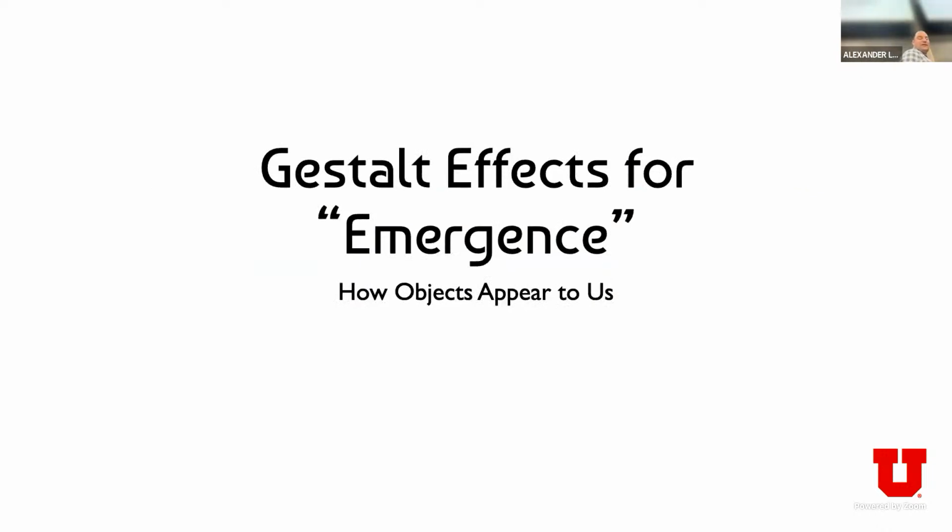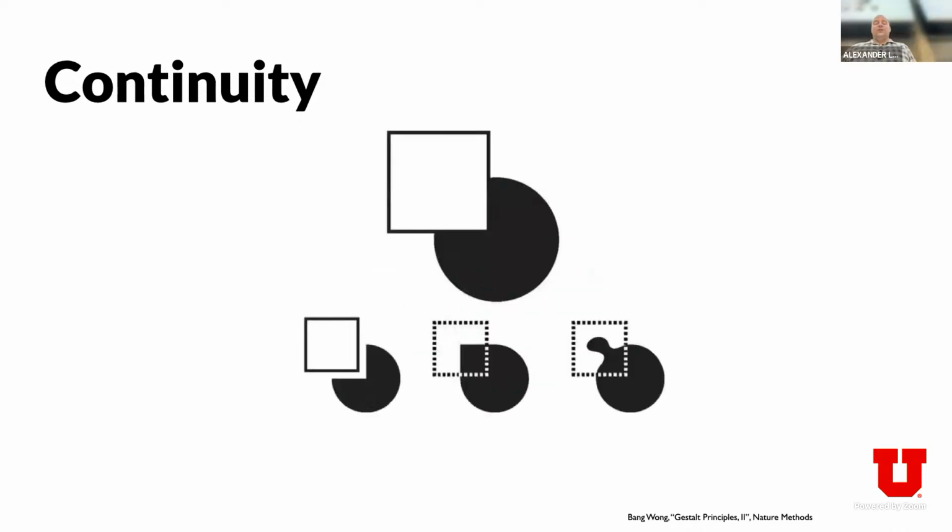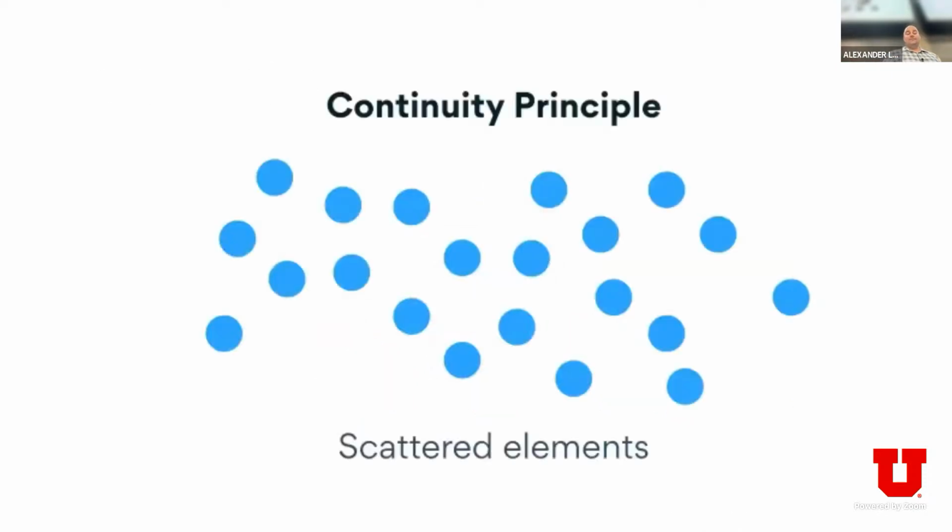So we can use Gestalt effects also for the emergence of how objects appear to us. These are just some examples. So here, for example, what would we assume? We would assume we see a circle that is occupied, or that there is a rectangle on top of it, right? That's our assumption here. We assume continuity. We don't assume that the rectangle has any of those shapes, right? We don't assume that the circle is actually a Pac-Man, or that it has this little edge here, or that it has a non-continuous shape, right? We assume continuity if we don't see it.